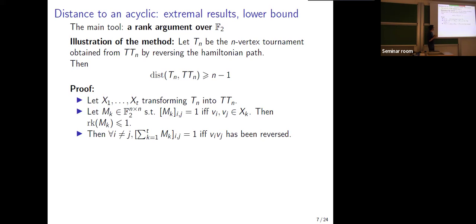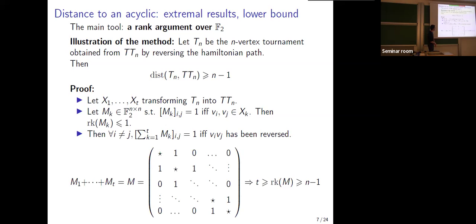Okay. So now when we sum these matrices, the cell ij is 1 if and only if the arc vivj has been reversed an odd number of times. And so this means that it has been reversed, because when you reverse an arc twice, you come back to your original position. So we know what this sum of matrices is, M1 plus etc. plus MT. This is a matrix M, and we know every cell except the ones on the diagonal. So this is something like that.